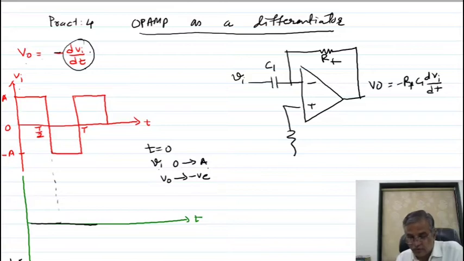As a result, you are getting some spike like this. This is the spike waveform you will get, and then it is 0. This is the time during which it takes some time to go from 0 to A. So it takes a certain finite time to go from 0 to A. As a result, you are getting this spike.